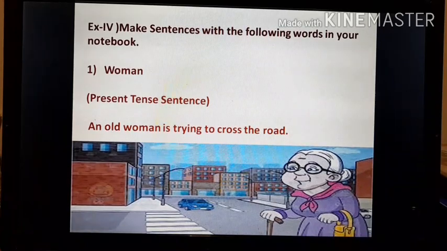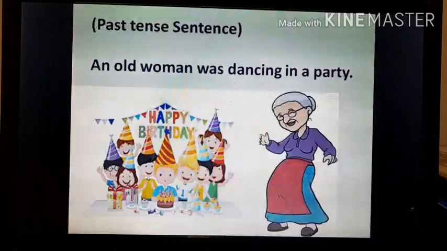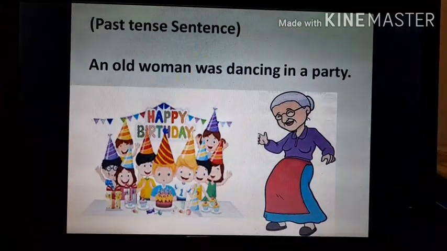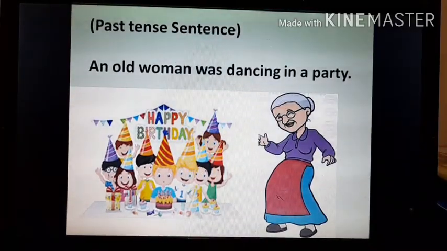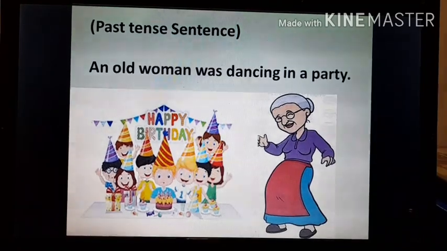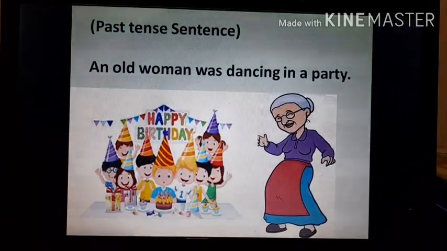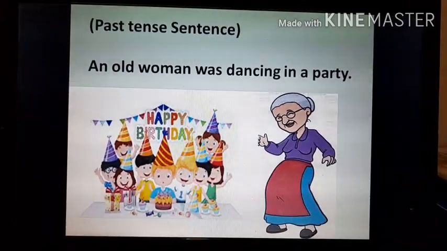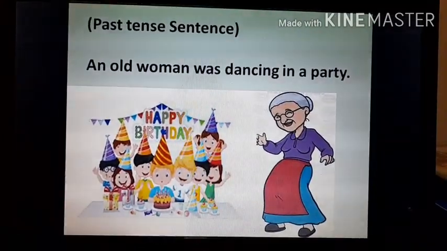Now let's see the past tense sentence using the word woman. An old woman was dancing in a party. Here I am using was. You all know the meaning of was. We use was in the past tense. Past tense means the action which has already taken place, right? So, an old woman was dancing in a party.